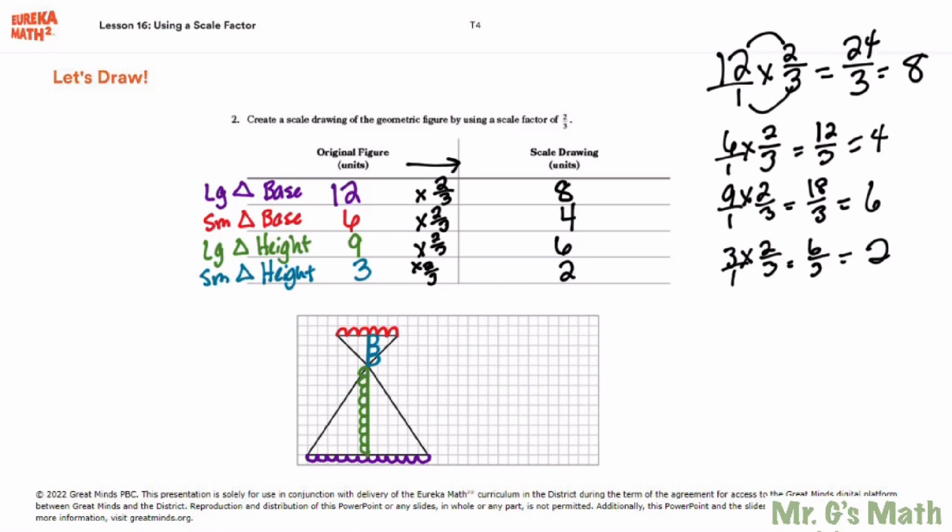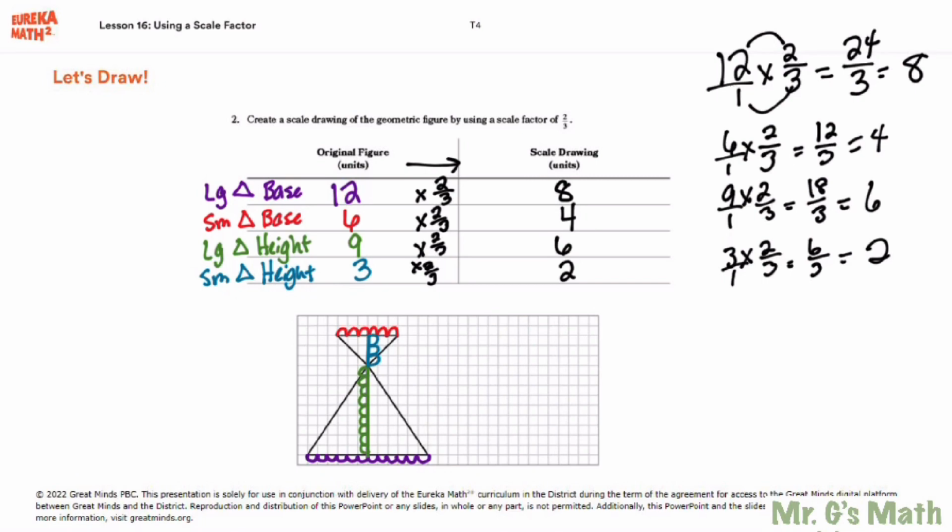All right. We just made our new bases. We just made our new heights. Now we have to draw it. We're going to draw it out and actually make that scale drawing.